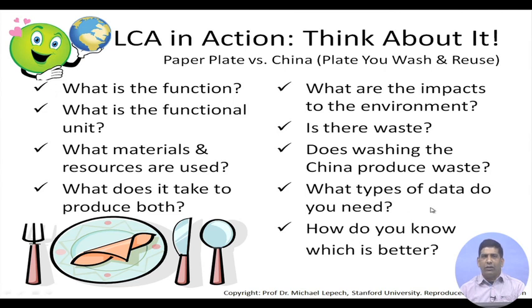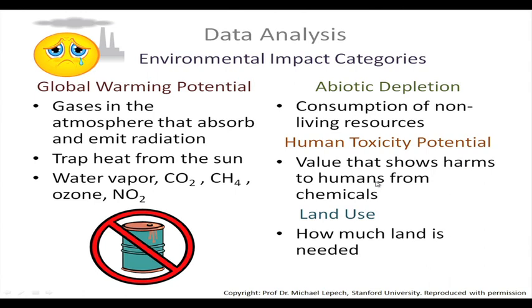So all the types of data, all sorts of data that you can think about in terms of the life cycle of these two products, you need to list them out, and then you do an LCA exercise to know which one is better. Once you have collected all this data in terms of different emissions coming out and different materials being used, we can find out what the global warming potential is. So that's the impact category.